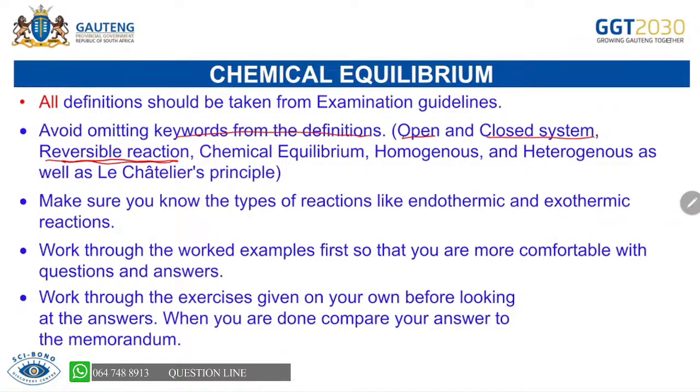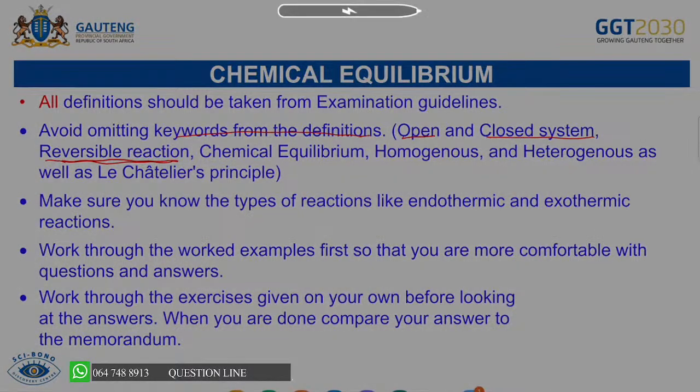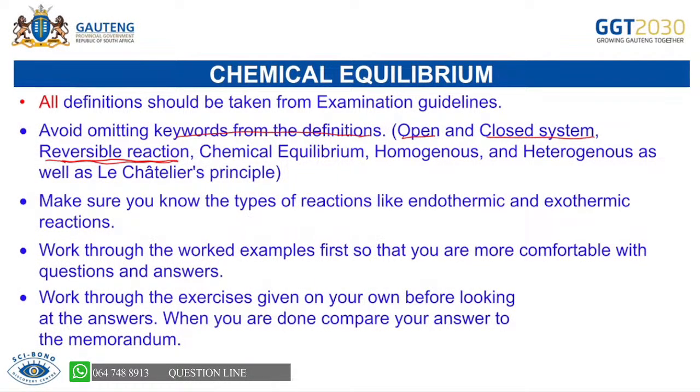And chemical equilibrium, where we said the rate of forward reaction is equal to the rate of reverse reaction. Remember, we are saying the rate. You can't say forward reaction is equal to reverse reaction. It must be the rate of forward reaction is equal to the rate of reverse reaction. And this chemical equilibrium can be homogeneous.